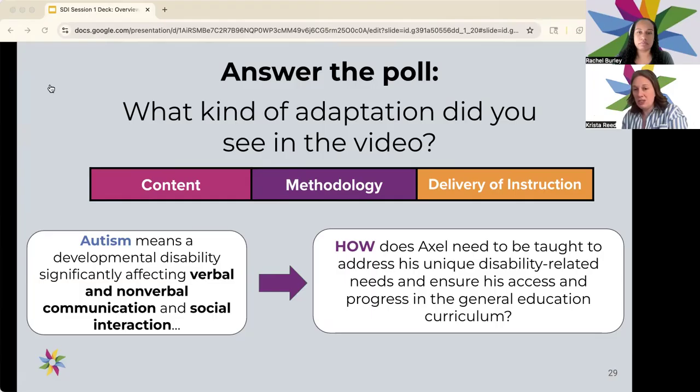How are we going to teach him to address those unique needs that he has as a result of being a student with autism? Coming up with a different way for him to respond when he doesn't communicate verbally or in writing was something they had to consider. So they came up with this change to the methodology in the lesson, and I think it worked out really well.